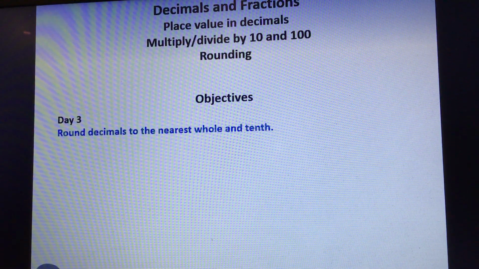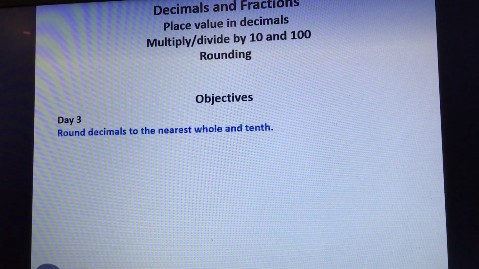Now, before I start this, I should say that today's session is the end of this 3-day unit, thinking about place value in decimals. Oh, sorry, my phone's going there.